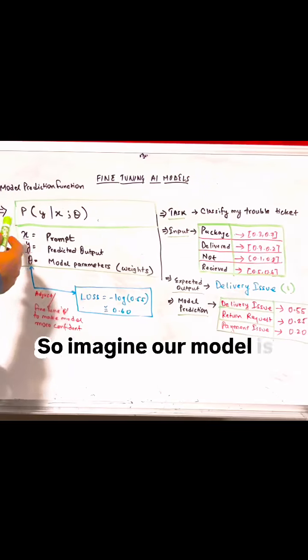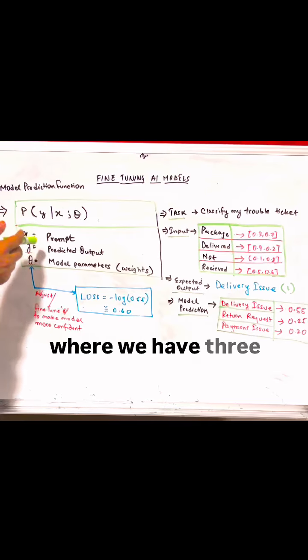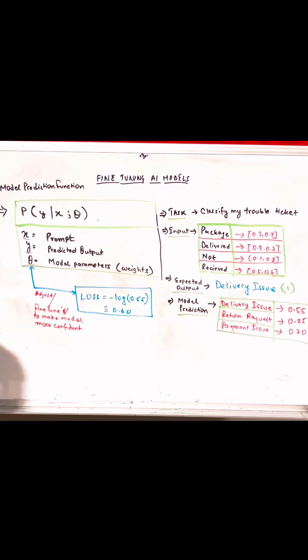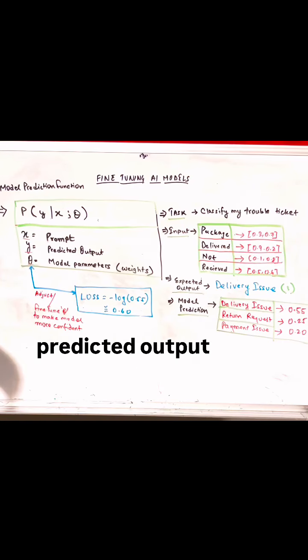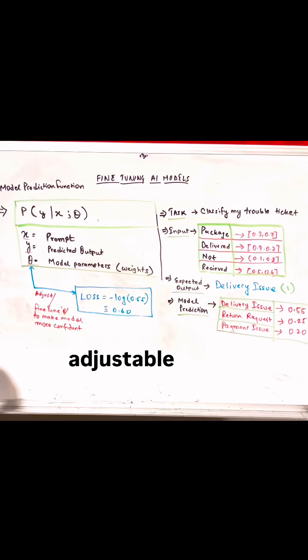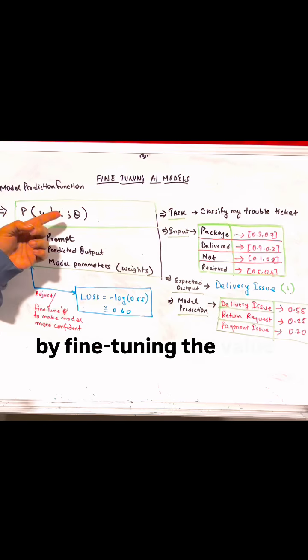So imagine our model is using the simple formula where we have three parameters x, y and theta. X is nothing but the prompt that we are giving to the model, y is nothing but the predicted output of the model, and theta is the adjustable factor. Today we will see how we can fine tune our models by fine tuning the value of theta.